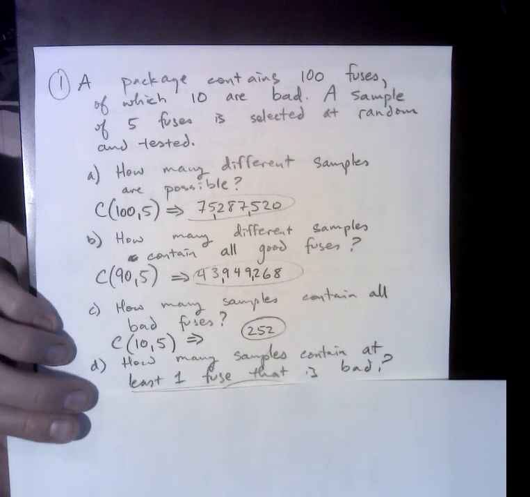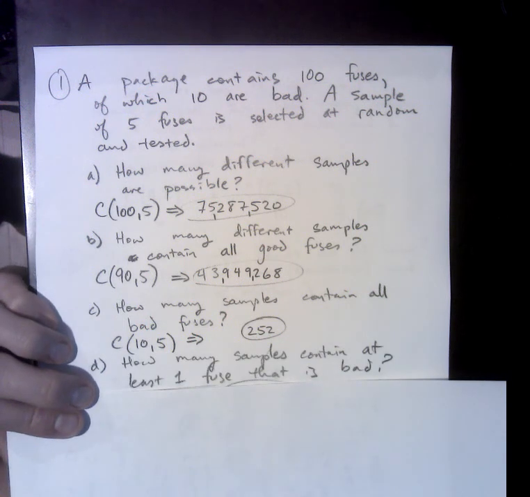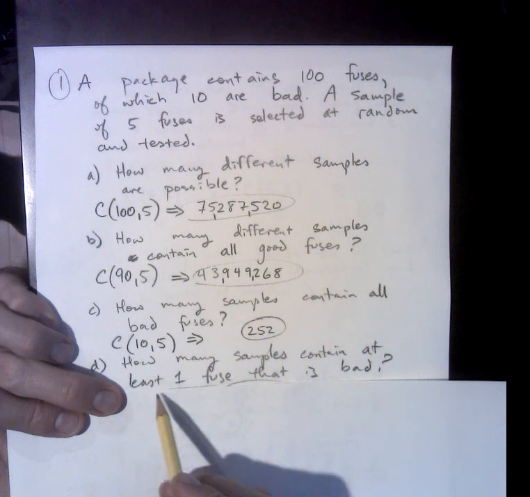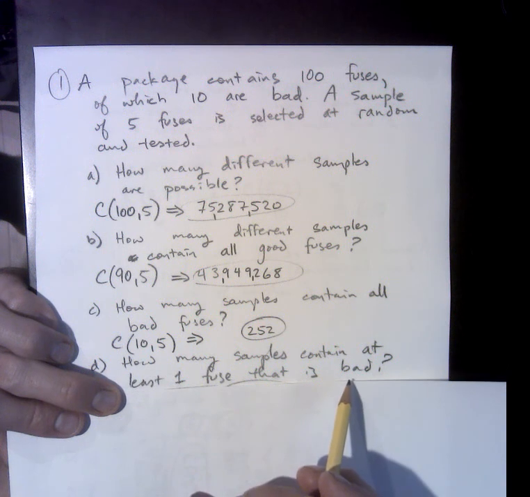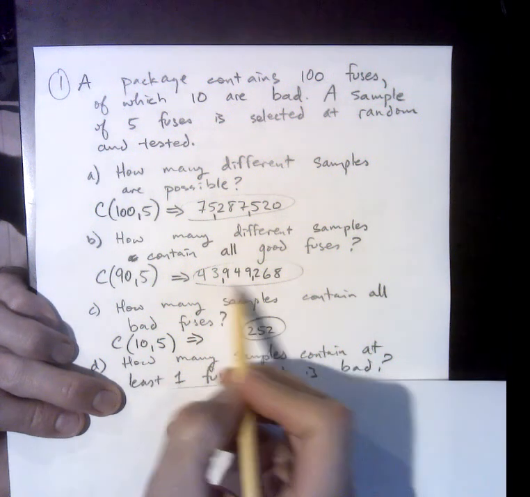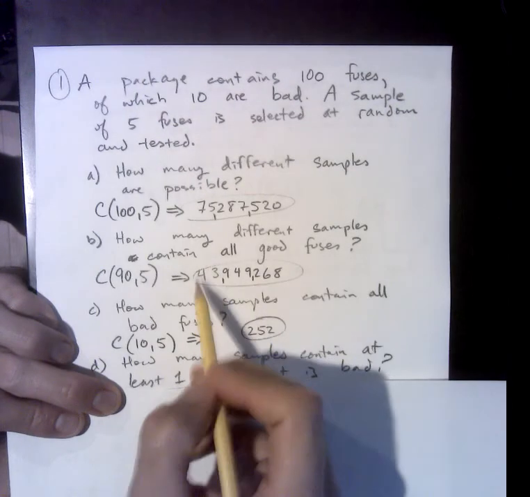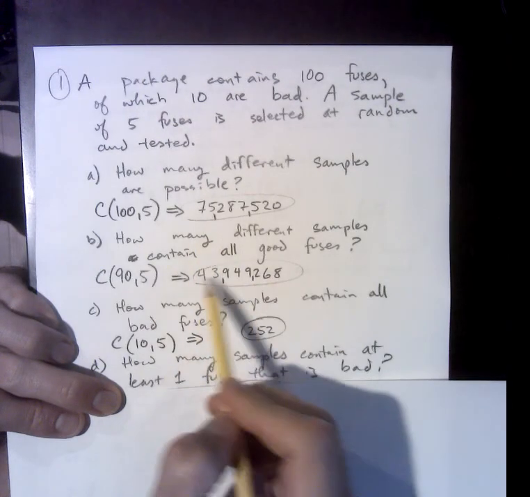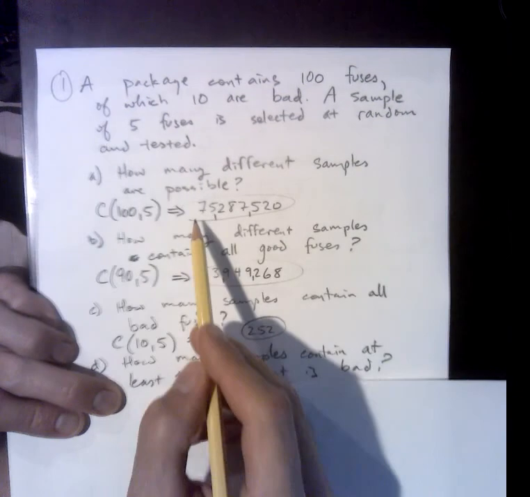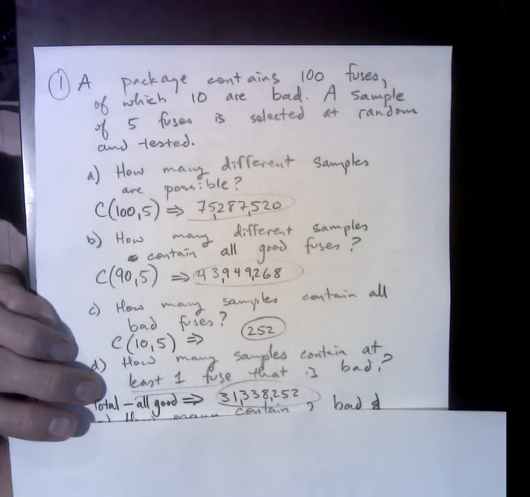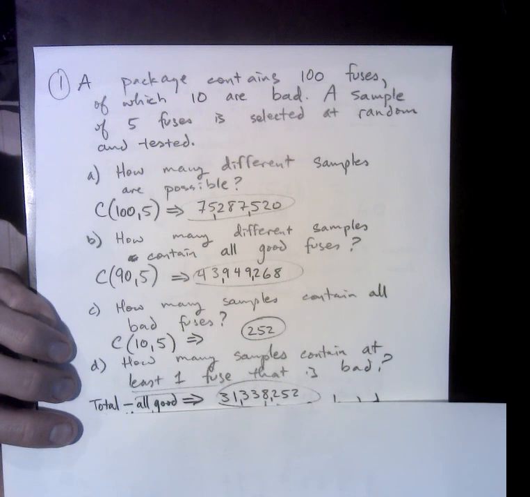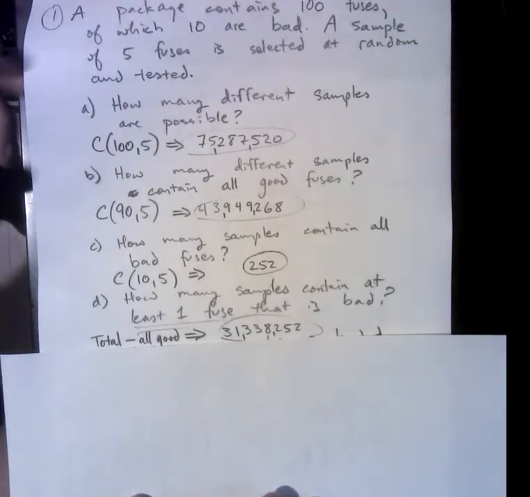Okay. How many samples contain at least one fuse that's bad? Once again, at least one can mean a lot of things. It means one or more. In this type of question, it's easier to figure out how many ways there are for this not to happen. If we don't get at least one bad fuse, that means that they're all good. So here's how many samples have all good fuses. Here's the total. If I take the samples that have all good fuses away from the total, that will tell me the samples that have at least one bad fuse. In this case, that comes out to over 31 million.